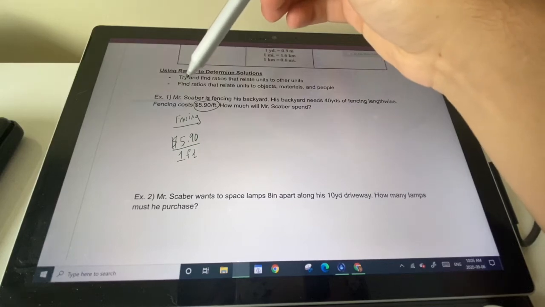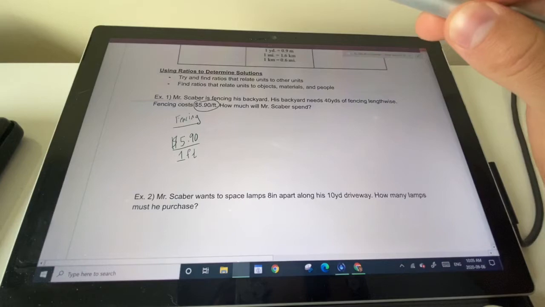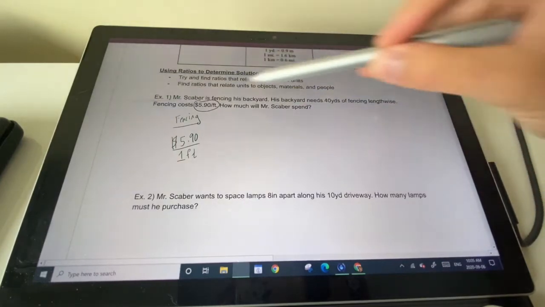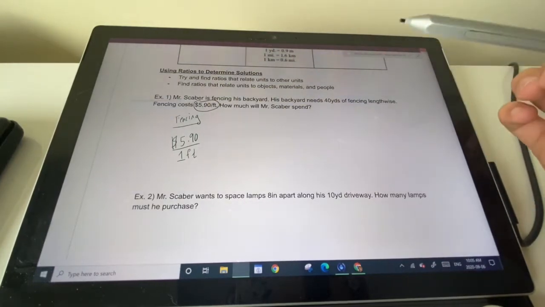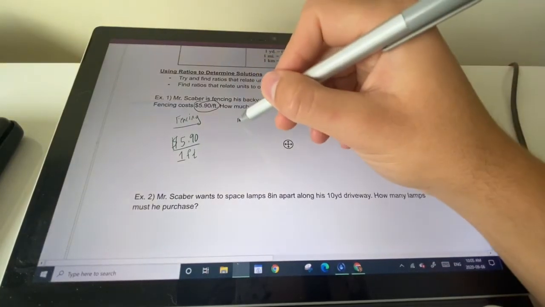Okay, so something with questions in Math 10C, what you want to do is kind of annotate the question. So list everything you have. Make this sentence turn into just a few simple things to read. What we need is 40 yards of fencing.